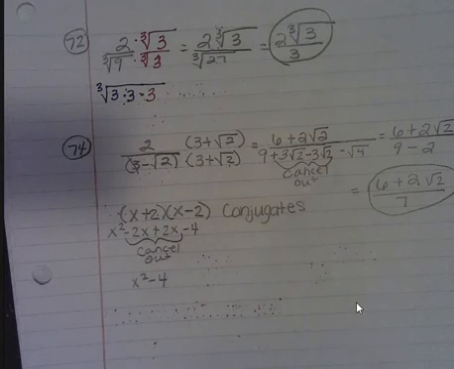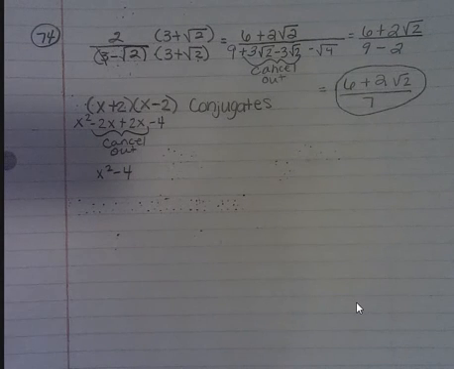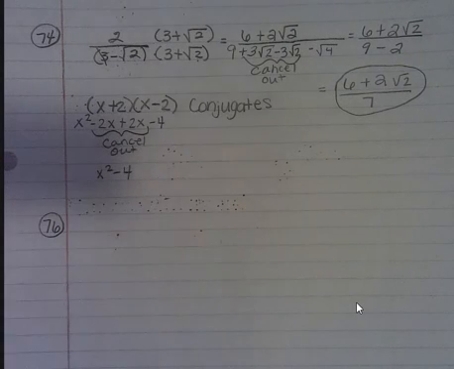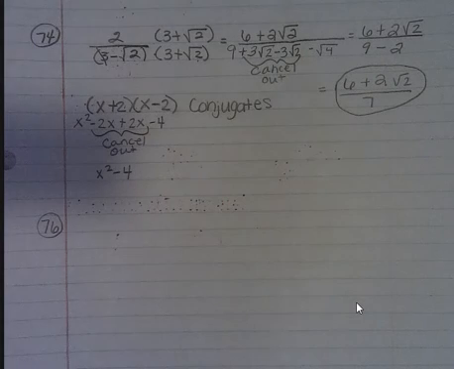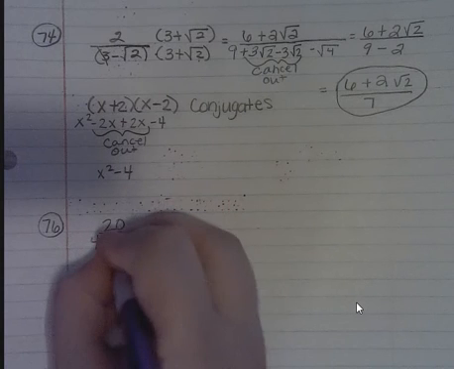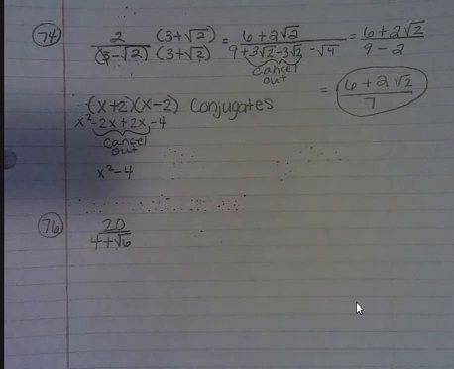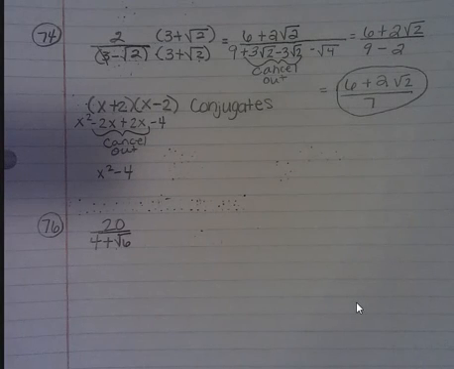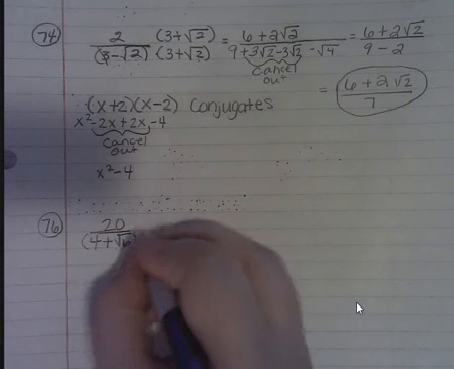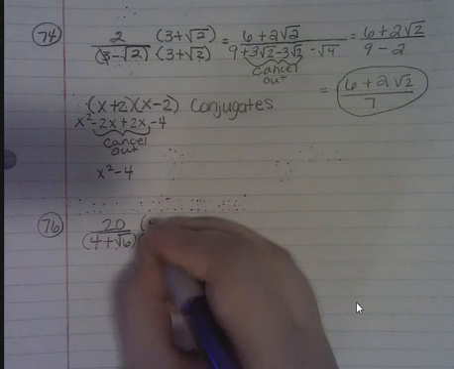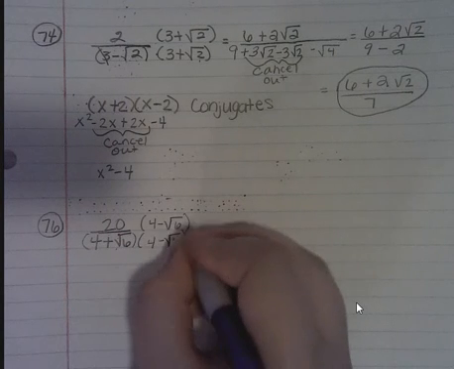Now we will move on to our last problem on rationalizing the denominator. That is number 76. Number 76 says I have 20 over 4 plus the square root of 6. So I'm going to multiply by the conjugate of 4 plus the square root of 6, which is 4 minus the square root of 6.